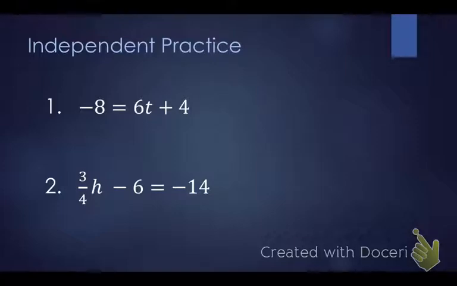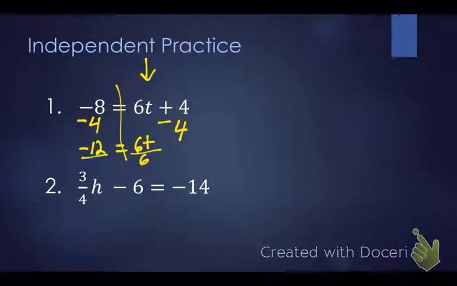All right, hopefully you have completed these problems. If you have not, once again, remember to pause it, go ahead and draw my line, find the variable, it's on the right side, so everything else needs to go away. So I have a positive 4, need to subtract 4. Okay, subtract 4 to both sides. Negative 8 minus 4 gives me negative 12 equals 6t. Divide both sides by 6, and you should have gotten t is equal to negative 2, and that's your answer.